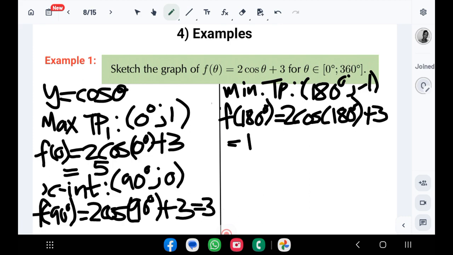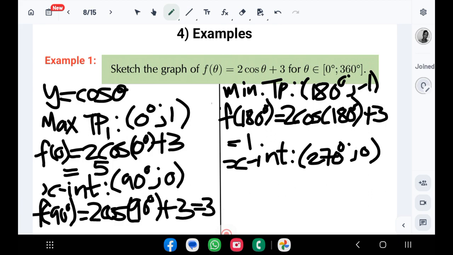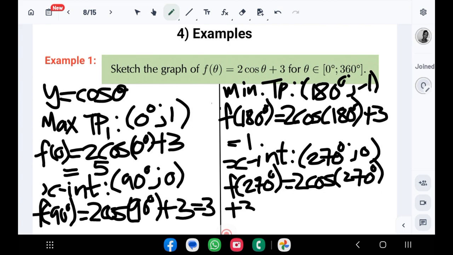And then we've got another x-intercept. In the standard graph, the next x-intercept will be at 270 degrees, 0. Obviously, x-intercepts are on the x-axis, so the y-coordinate is 0. So we substitute that. Therefore f of 270 degrees equals 2 cos of 270 plus 3, which is equal to, with a calculator, 2 cos 270 plus 3, and that is equal to 3.